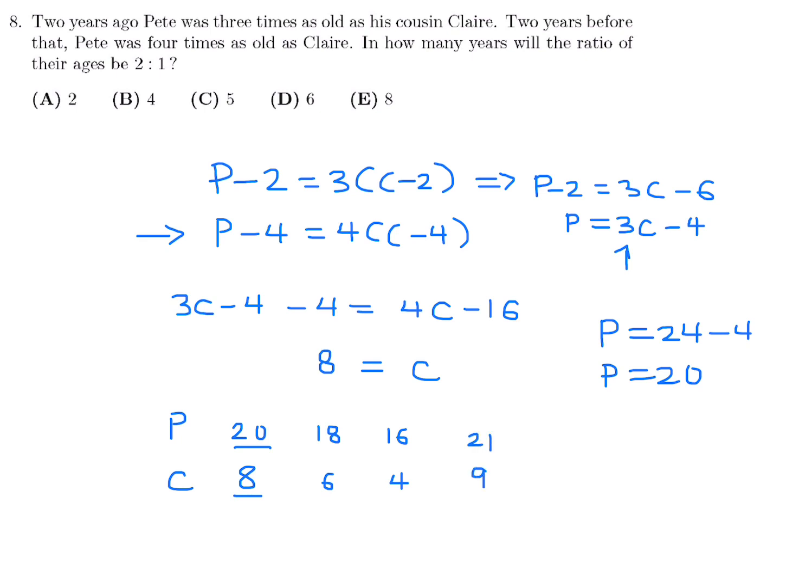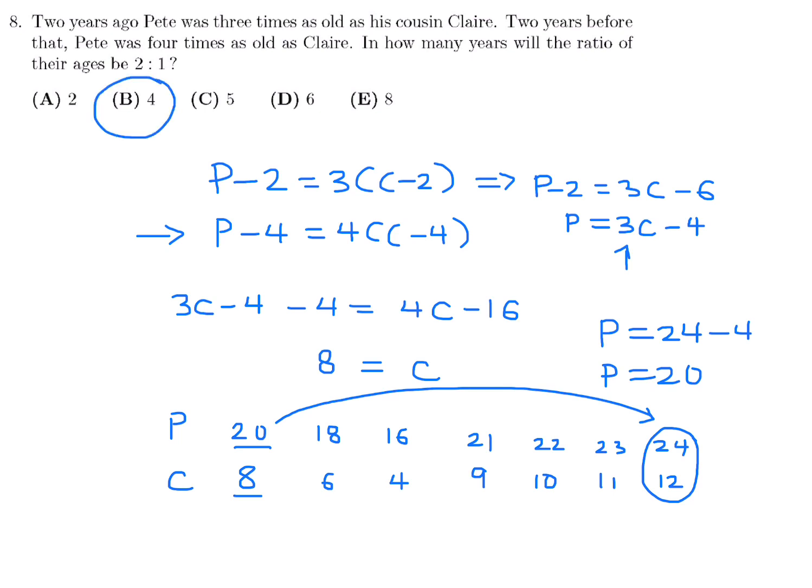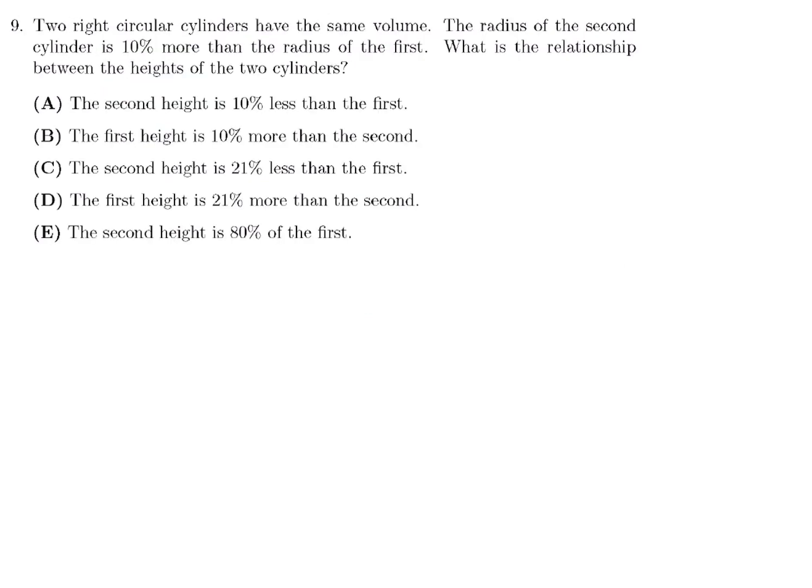That's not 2 to 1. In 2 years, it'll be 22 and 10. And that's not 2 to 1. 23 and 11, 24 and 12. There you go. That's when it will be a 2 to 1 ratio, and that happens 4 years from now, right? Because his age is 20 now. In 4 years, it'll be 24. So the answer to number 8 is B.